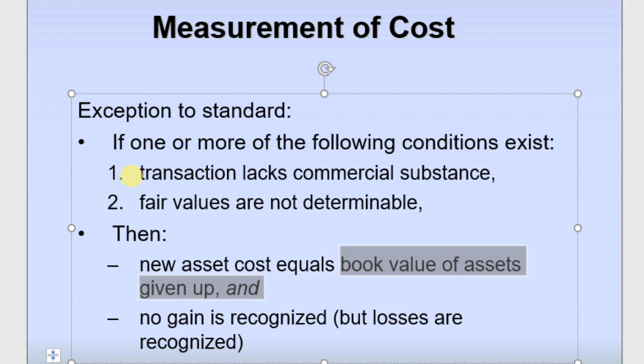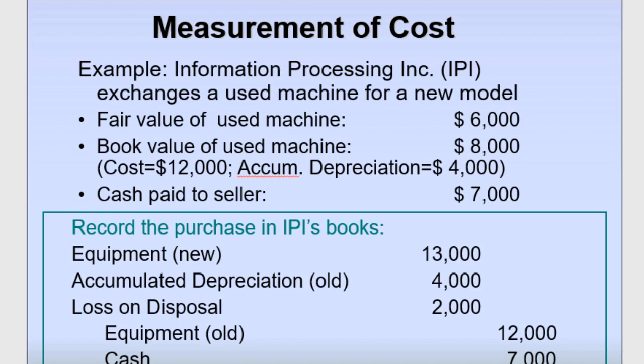So the only time when you would even consider this transaction to lack commercial substance is if the asset you get is the same thing or very similar to the asset that you give up. So from this alone, you can see why most times we're going to be using the fair value standard. So we're going to do a couple of examples here.